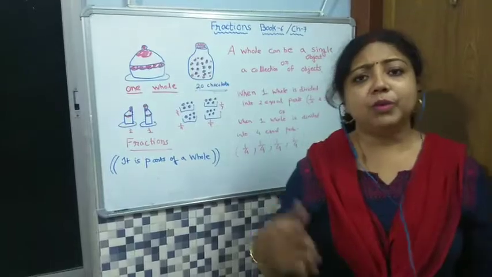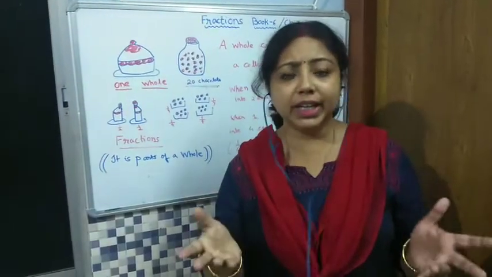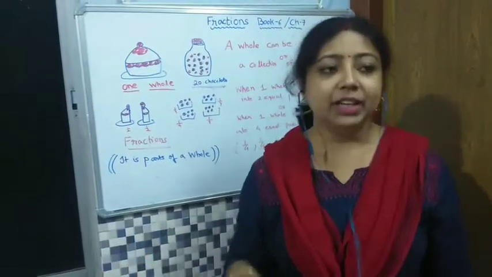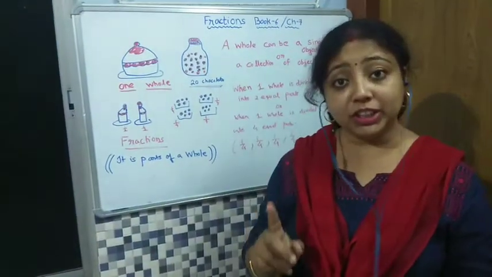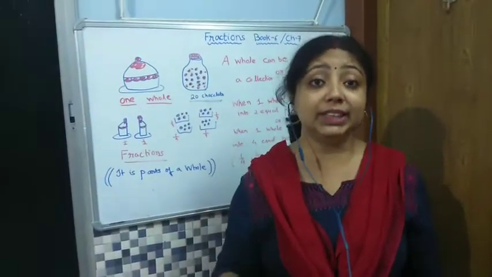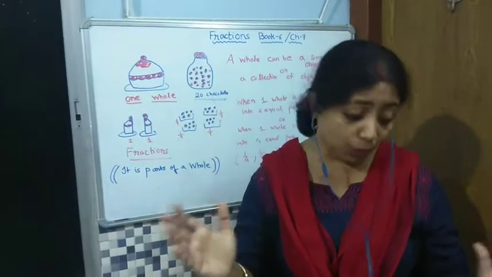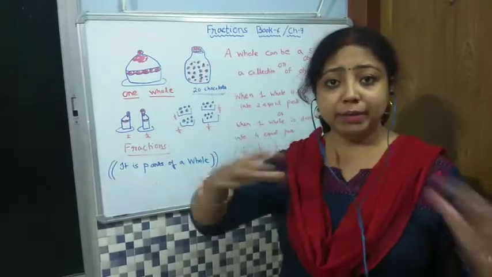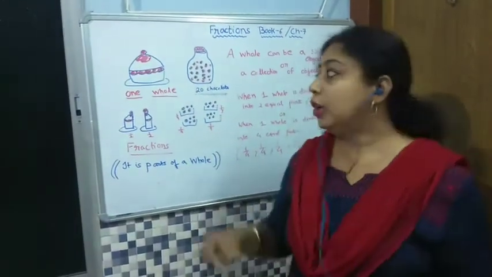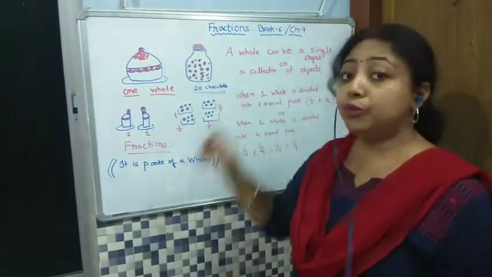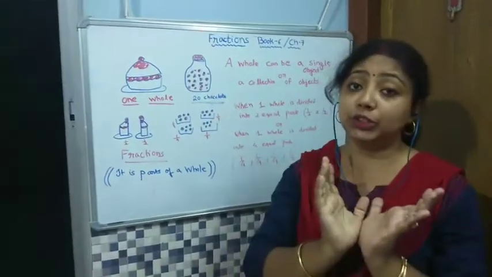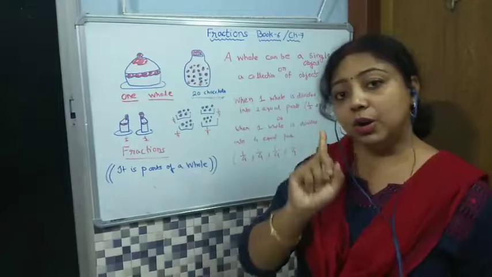So, now what is a fraction? You will be thinking that ma'am is saying something new, you have never heard about it. Before knowing fraction, you have to know something else. That is a whole. For example, this is one whole cake, means total one cake. Or this is a jar full of sweets, one jar containing all the sweets together. This is also a whole.